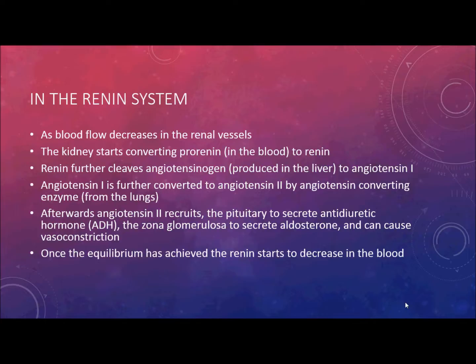So angiotensin 2 now recruits the pituitary to secrete the antidiuretic hormone and the zona glomerulosa to secrete aldosterone, and it has the possibility to cause vasoconstriction. Once the equilibrium has been achieved, the renin starts to decrease in the blood, and thus decreasing all that follows.